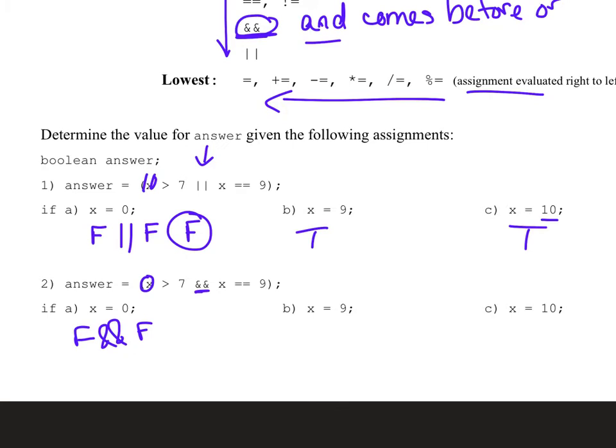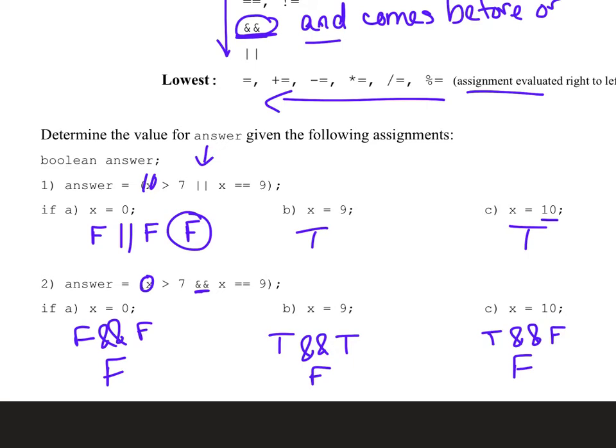All right, 9 is greater than 7, so that's true. 9 is equal to 9, that's also true. So with an and, this is true. And 10 is greater than 7, that's true. 10 is equal to 9, that's false. So with an and, that is false.